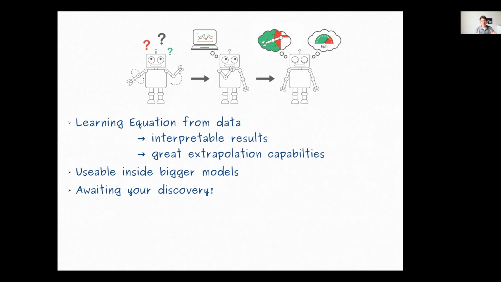To summarize, so this learning equations from data is really interesting. We get interpretable results, and we have great extrapolation capabilities. Our system can be used inside of bigger models. So for instance, in systems where you know already how post-processing or pre-processing should work, or we want to also learn this with a normal standard neural network. And yeah, it's awaiting your discovery, right?